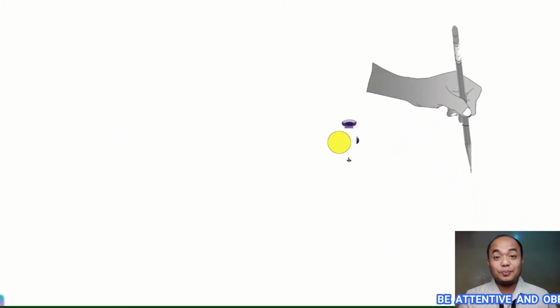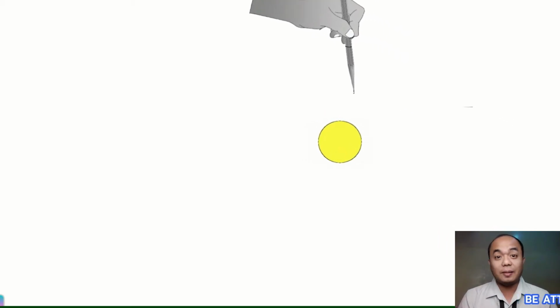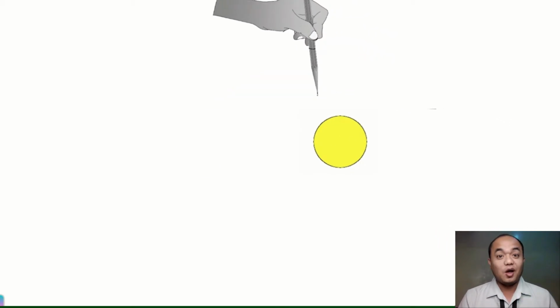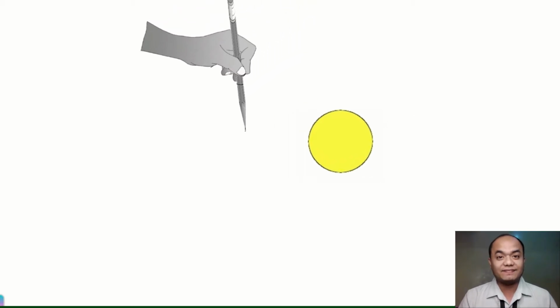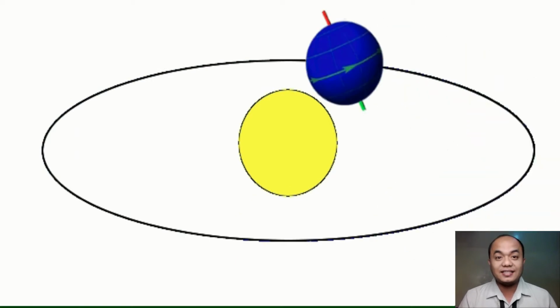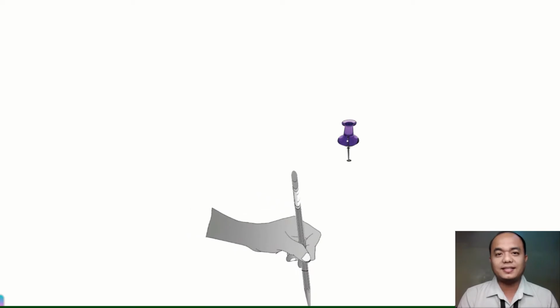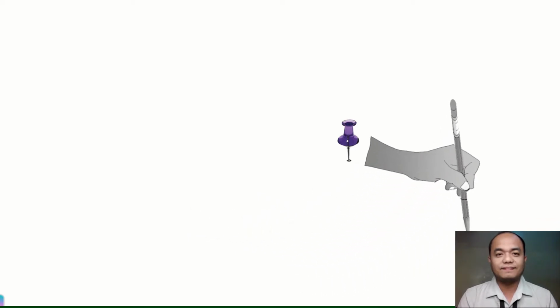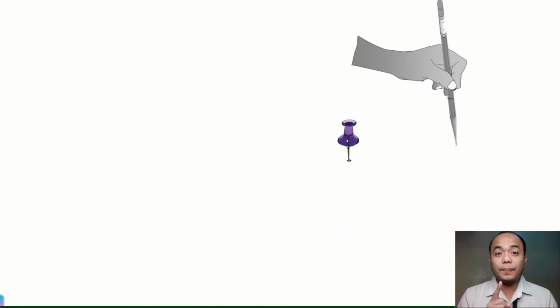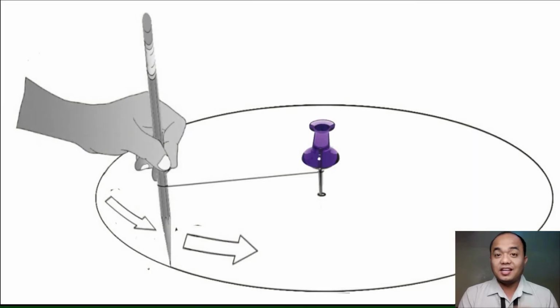What does the pushpin represent? Very good! The pushpin represents the sun. And how about the pencil? What does the pencil represent? Yes, very good! The pencil represents the earth. Please observe the movement of the pencil. While you move the pencil, you've created a circular path, right? Just like you see here on the screen.